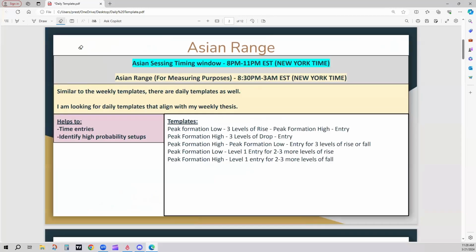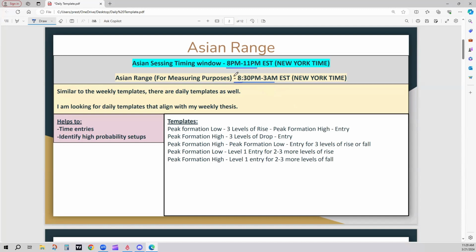I've got some things on here, some things about timing and whatnot. Asian session timing window is from 8 to 11 p.m. Eastern time. That is New York time. But for measuring purposes, Steve Morrow talks about 8:30 to 3. I've started back testing and using that 8:30 to 3 time, and I found it to be far more accurate than just using the 12 candle window.